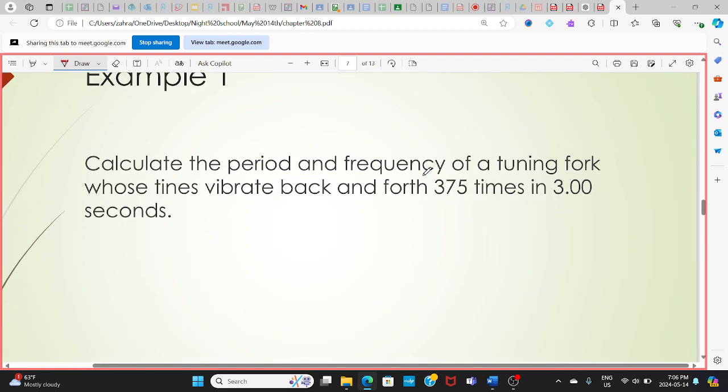Okay, so example 1, let's just do this one. Calculate the period and frequency of a tuning fork that vibrates back and forth 375 times in 3 seconds. So for the tuning fork, I want to find frequency again, number of cycles per time. So you have 375 cycles per 3 seconds. You want to do that.